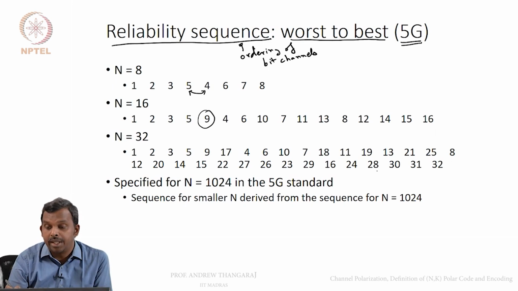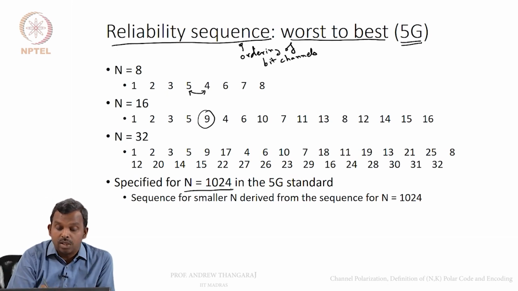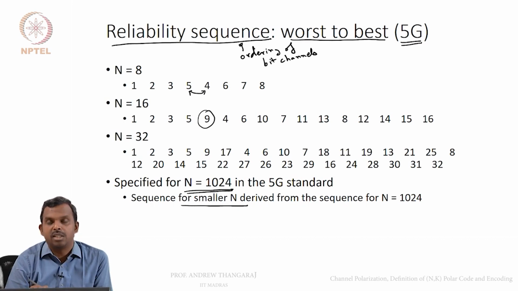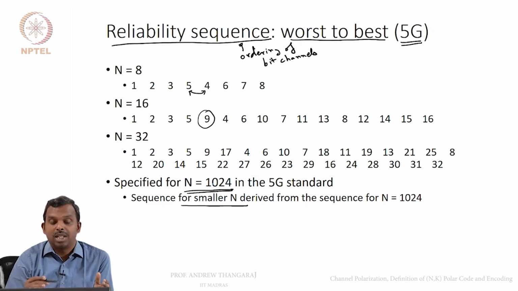This is for n equals 32. Remember, all these numbers, like I said, I am pulling from the 5G standard. The 5G standard specifies this for n equals 1024, and the sequence for smaller n is derived from the sequence for n equals 1024. So, I am just picking it up from there. You can also do this if you have access to the 5G standard. You can pick up the reliability sequence for 1024, and then from that find the subsequences which are for n equals 8, 16, 32 and all that.